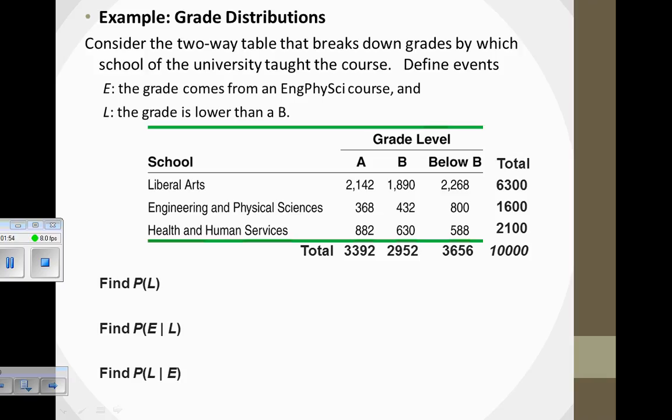All right, so after I have all the totals, if I want to find the probability of L, that the grade is lower than a B, well, the grade lower than a B was 3,656 times out of a total of 10,000. So that's about 36.56%.